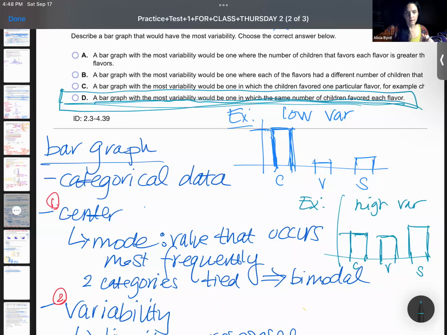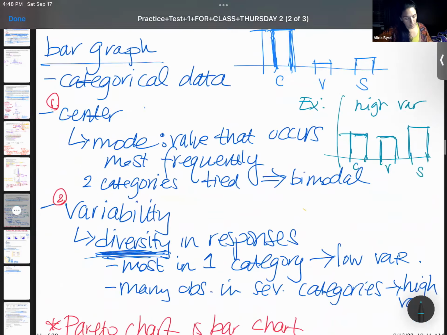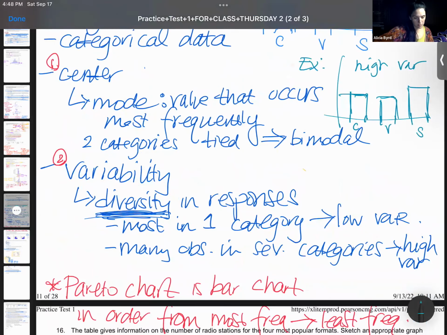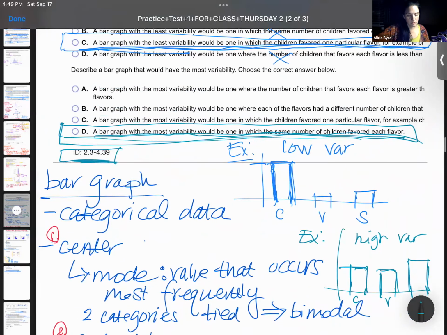Okay. So again, that was question number 15 from the practice test. The question identifier is 2.3-4.39. So if you're looking for that in the homework or on a quiz, that's where that would be.